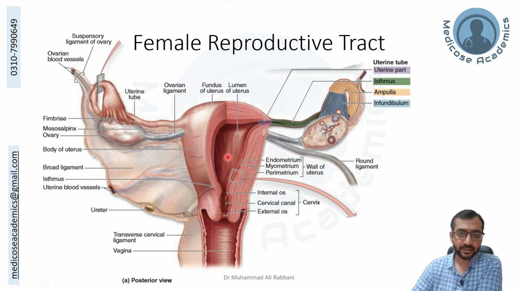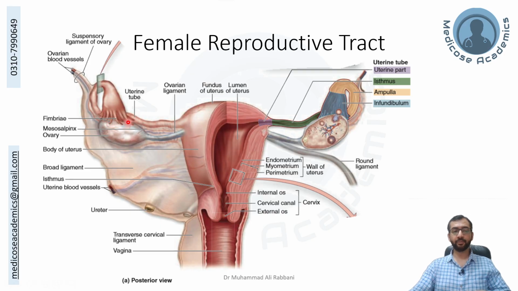So the female reproductive tract consists of the uterus with a small tube at the end called the cervix, and the tube below that called the vagina. Then there are tubes that connect the uterus to the ovary, called uterine tubes or oviducts, which are further divided into the intramural or uterine part, isthmus part, ampulla part, and infundibular part. The infundibular part is the one that contains the fimbriae.